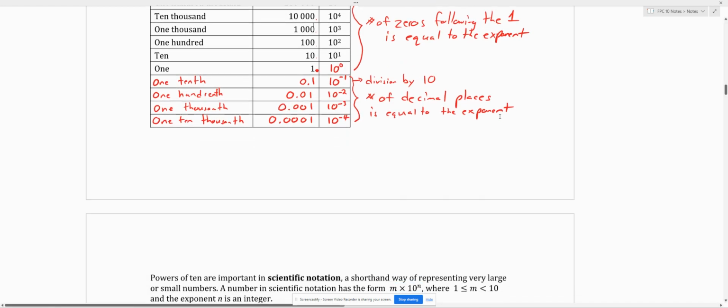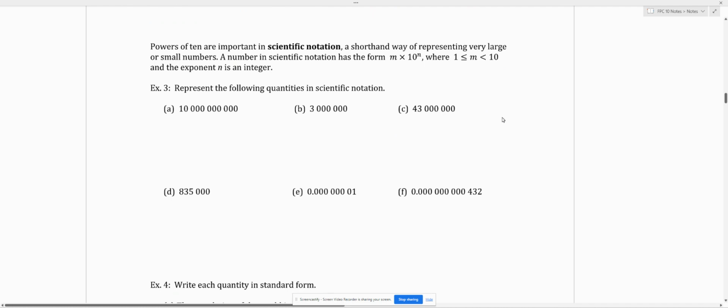Flip over the page and let's learn how to apply these powers of 10 in something called scientific notation. This notation, as the name suggests, is extremely important in science. You use it a lot in chemistry, in physics, in earth science. It's really handy for writing very large or very small numbers. And it will look something like this, where there's always a number m times 10 to the something n, and this m has to be between 1 and 10. So it'll be like 2.4 or 9.5.